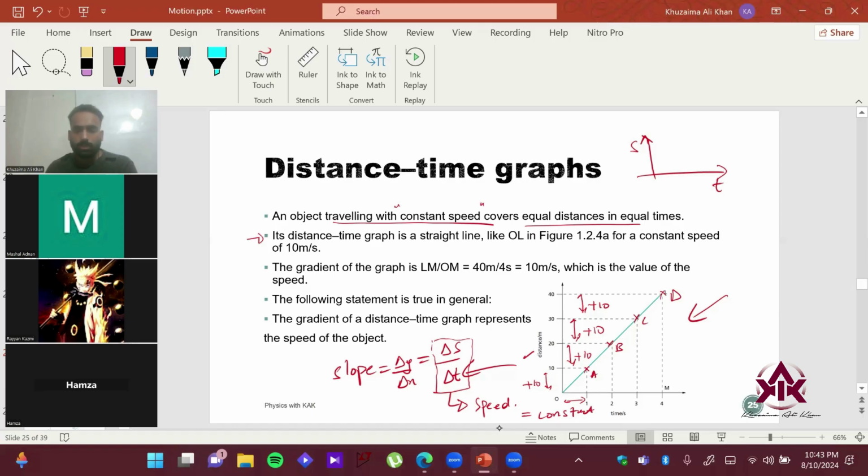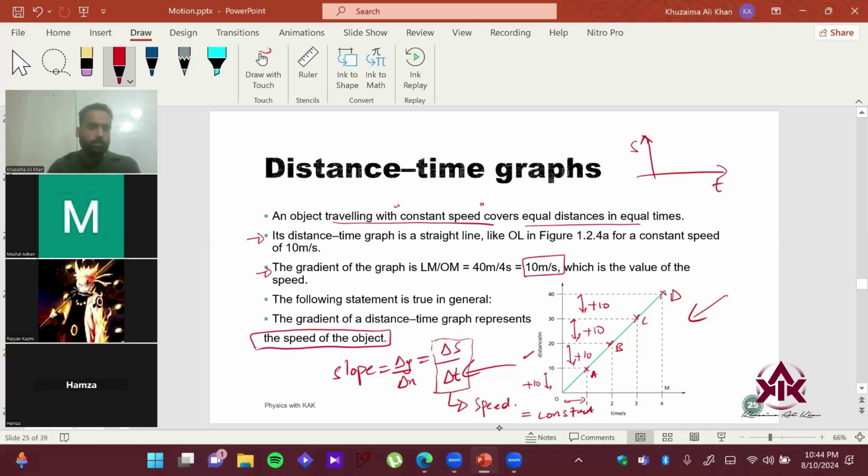डिस्टेंस टाइम ग्राफ आपको दिया हुआ है यहाँ पे. तो ग्रेडियंट ऑफ द ग्राफ LM अपॉन OL इज 10 मीटर पर सेकंड, ठीक है? तो स्लोप आपको निकाल के बता दिया है. तो स्पीड ऑफ द कार इज 10 मीटर पर सेकंड यूजिंग दिस ग्राफ, ठीक है? So gradient of distance time graph represents speed of an object. This is the main thing which I want to show over here, ठीक है?